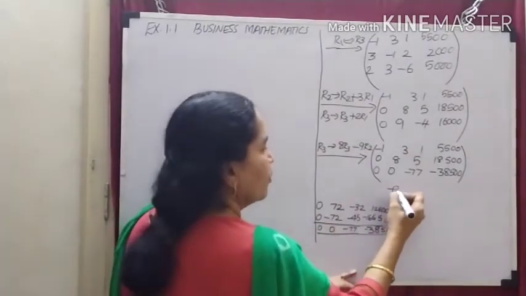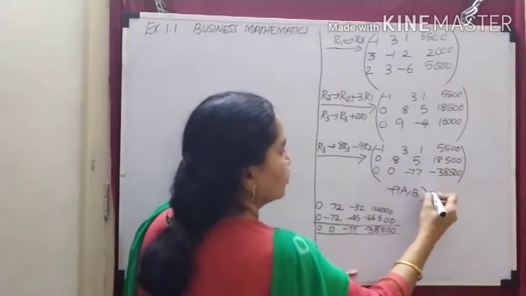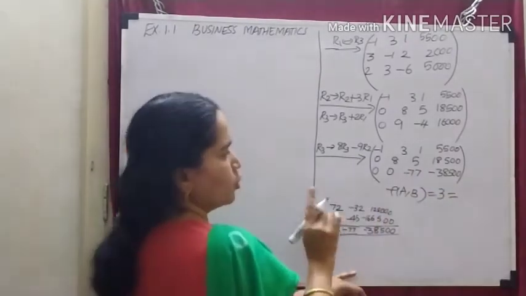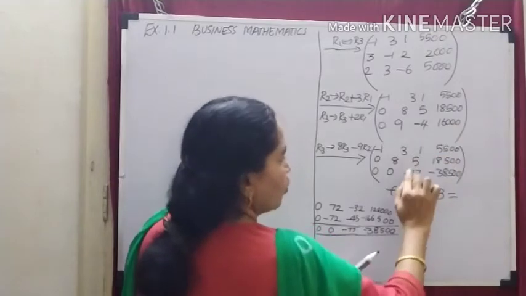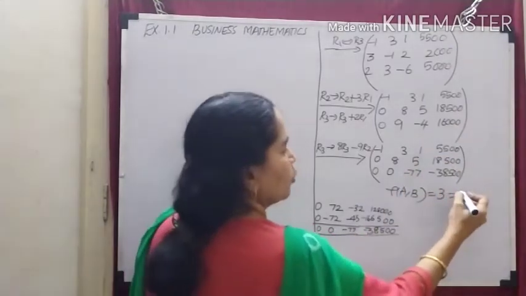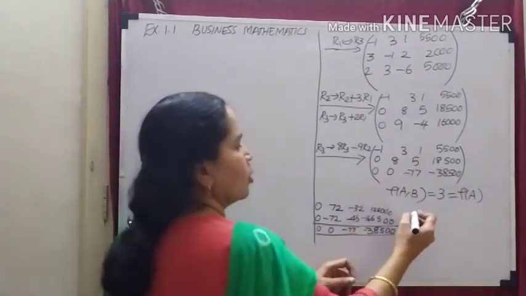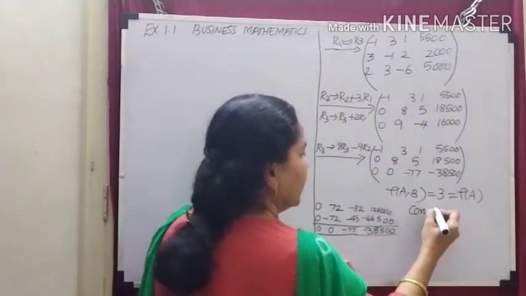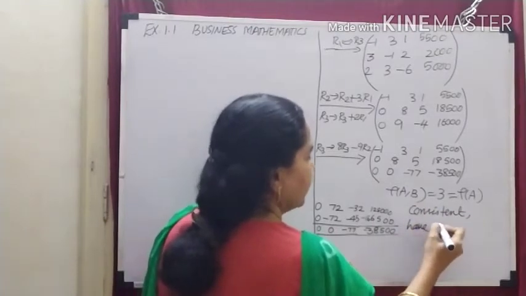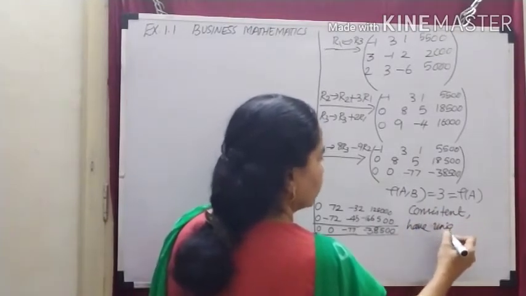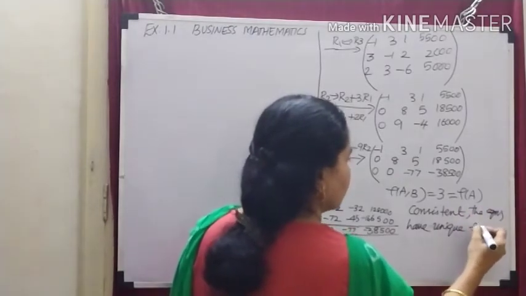Now what is the rank of AB? Non-zero, non-zero, non-zero. So that is 3. What is the rank of A? Hide the last column. Now also non-zero is coming. So the rank of A is also 3. The rank of AB is also 3. So I will immediately declare the given equations are consistent and have a unique solution.